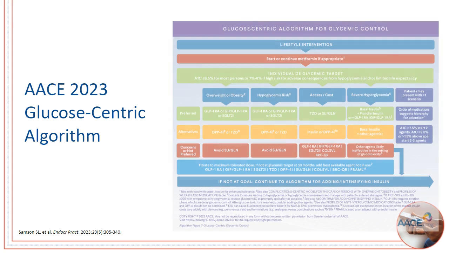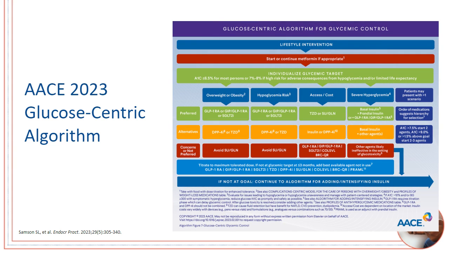And I don't know how many people look at the ACE guidelines in the primary care setting, but I think they've done something quite unique in 2023. And I want to highlight that there is an algorithm that's glucose-centric. So if you're really trying to focus on lowering the glucose or things that are related to lowering the glucose, you would use this algorithm.